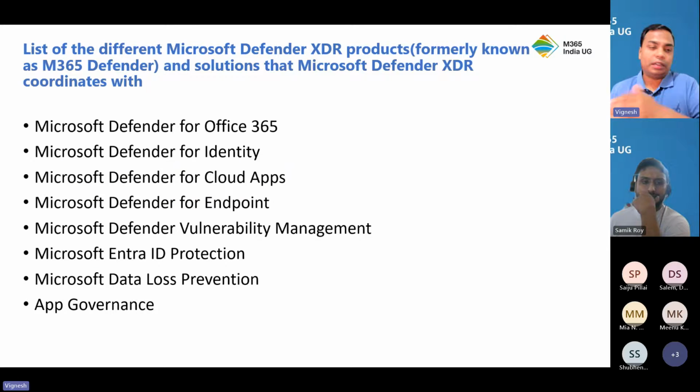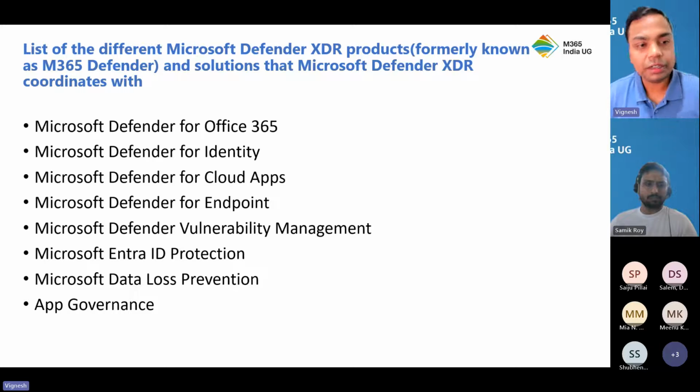Okay, so this is something which we already spoke about in our previous session. These are the different core Microsoft Defender XDR products and the other solutions that closely integrate with Microsoft Defender XDR. In that respect, we have Microsoft Defender for Office 365, Microsoft Defender for Identity, Microsoft Defender for Cloud Apps, and Microsoft Defender for Endpoint, which are the four core products in the Microsoft Defender XDR suite. And then we also have Microsoft Defender Vulnerability Management, Microsoft Entra ID Protection, Microsoft Data Loss Prevention, and App Governance. The last four can closely integrate with the above four products. So that's how we need to look at it.